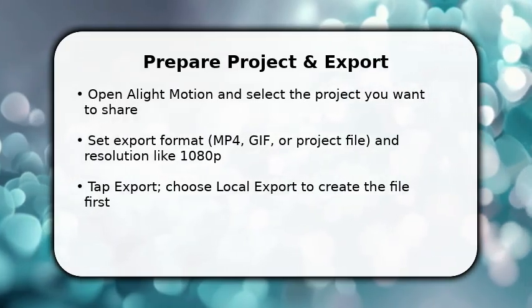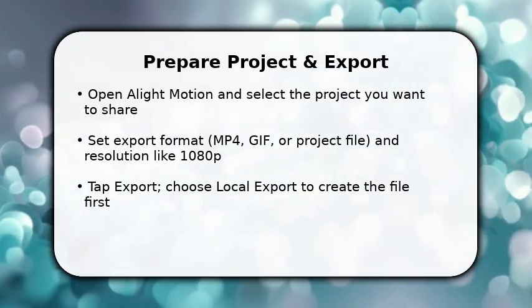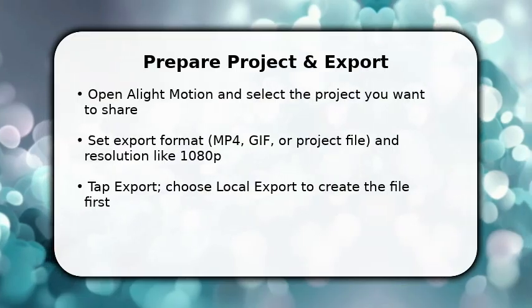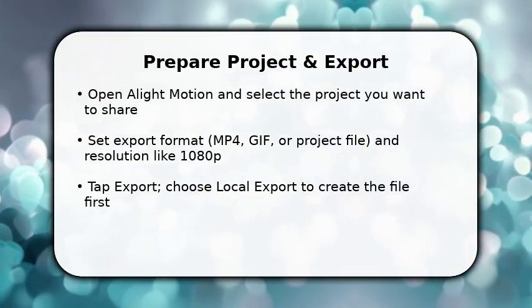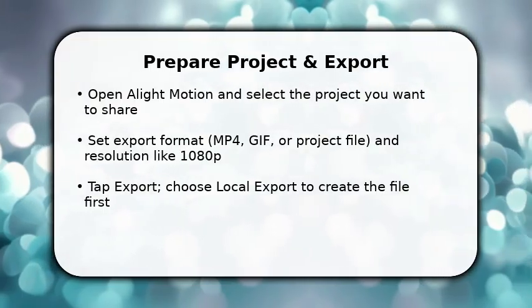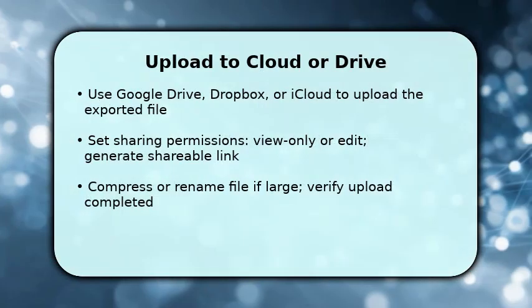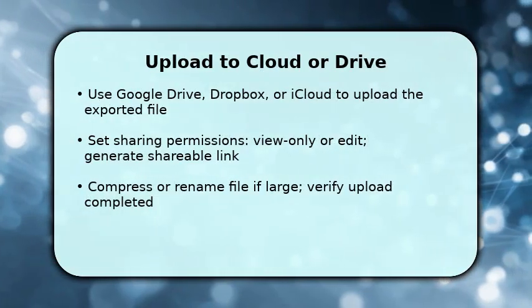Once done, choose Export and pick the format: MP4 for video, GIF for motion loops, or a project file to allow edits. Make sure to export locally first so you have a stable file to upload or attach in the next steps. Next, upload the exported file to a cloud service for link sharing because direct app links may expire.